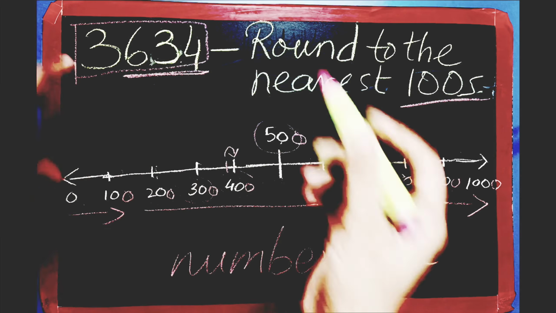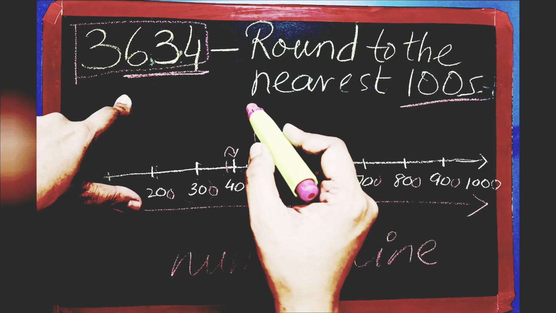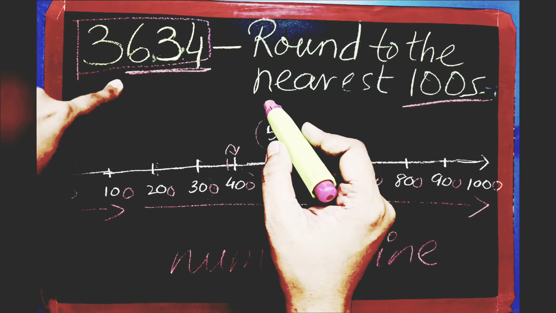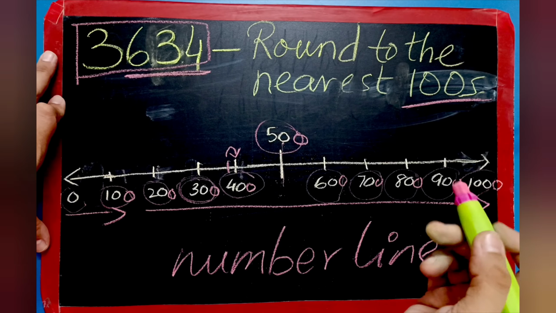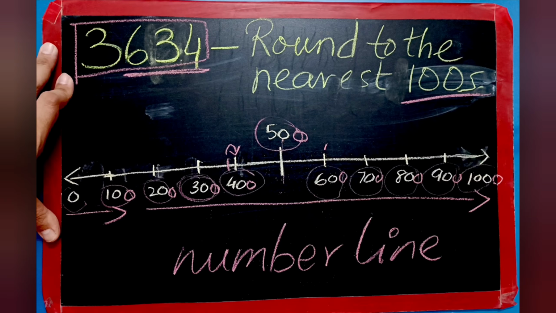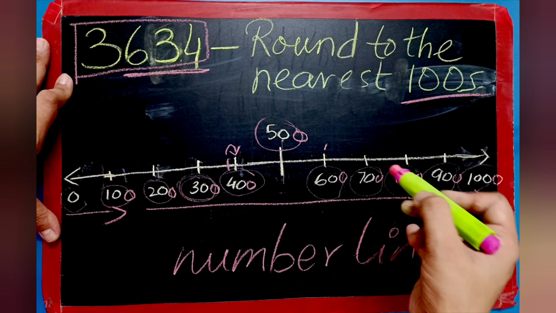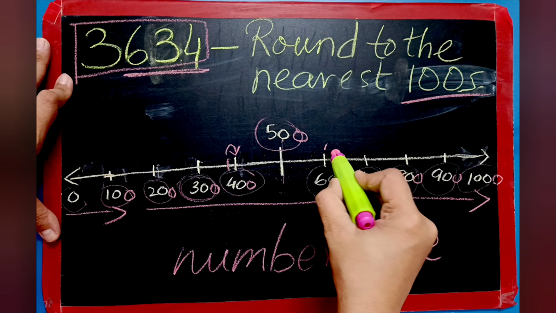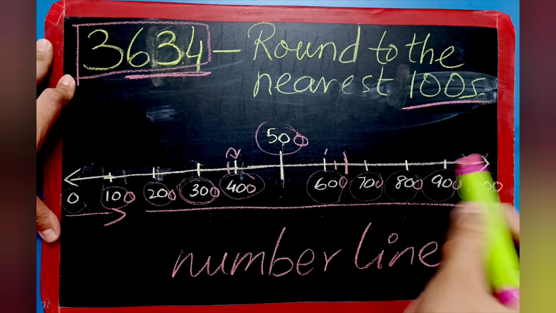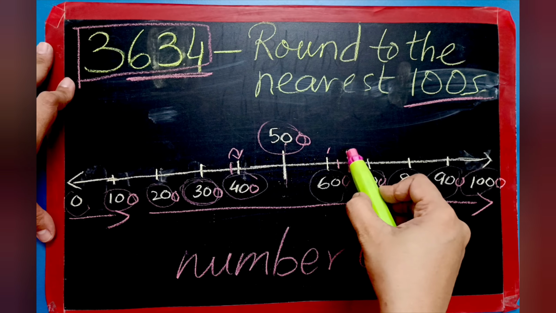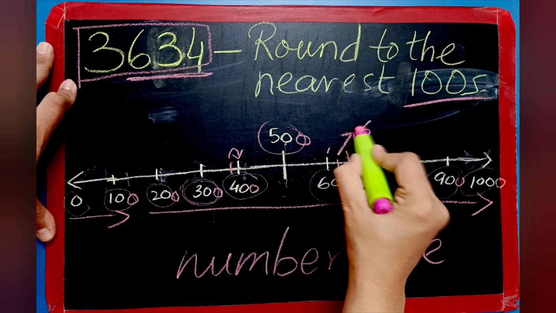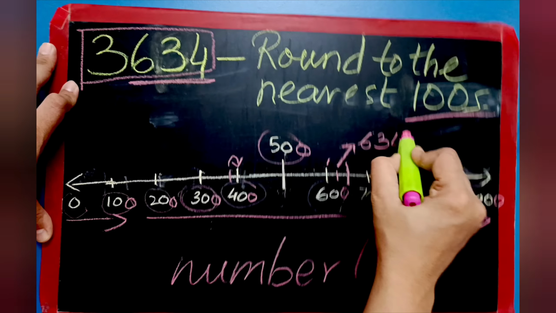The third value is the 100, so we have taken 3 values and the value is 634. So 600 is here. This is 600 and 34 must be somewhere here. This must be 50, and 634 must be somewhere here.